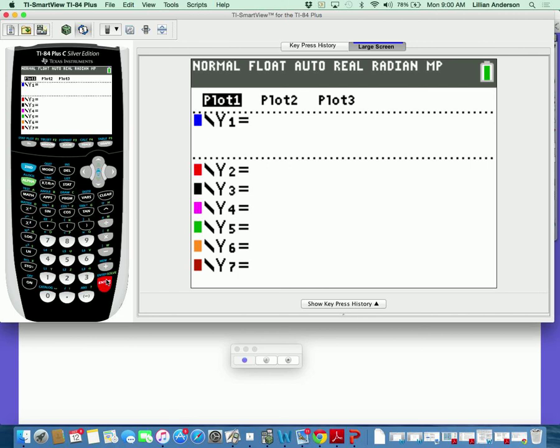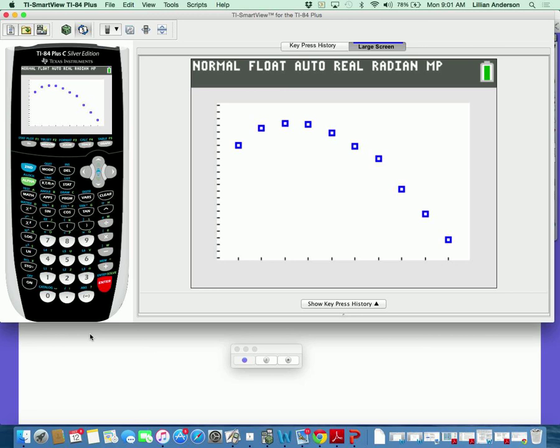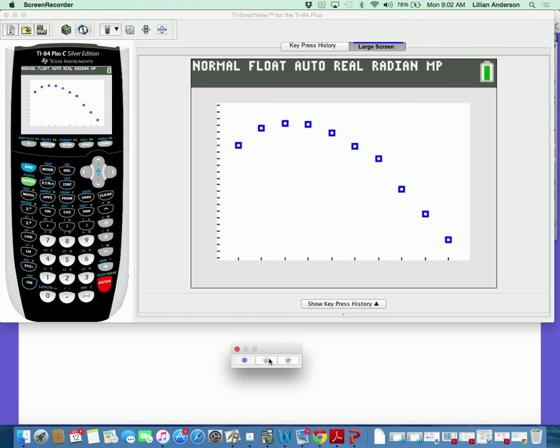Now before you click graph, you actually have to let the calculator know that I want to see my data. So you're going to press zoom, and you're going to go down to option 9, ZoomStat, okay? And what it should do is graph your data. Raise your hand if you do not have this. So, what type of polynomial does this look like?